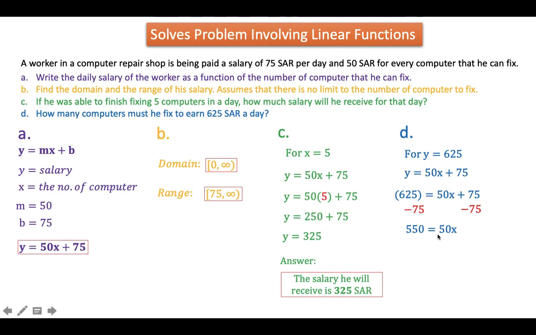And finally, divide both sides by 50 so that x will be left by itself. So write down x here. 50 is cancelled, then 550 divided by 50 is 11. So our x here is 11. This x represents the number of computers. Now for our question, how many computers must he fix to earn 625 a day? Our answer is he must fix 11 computers.